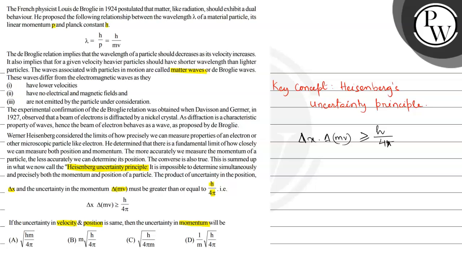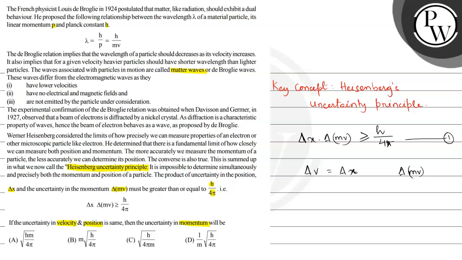And here it is given that the uncertainty in velocity and position are same. Uncertainty in velocity is delta v and uncertainty in position is delta x. So delta v is basically equal to delta x. Delta v is equal to delta x. So here we have to determine the uncertainty in momentum, that is delta mv. What will be the value of delta mv? So let us say this is equation 1. In equation 1 we will put delta x is equal to delta v.